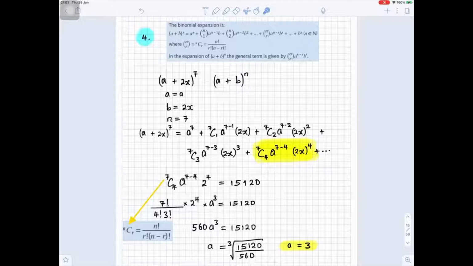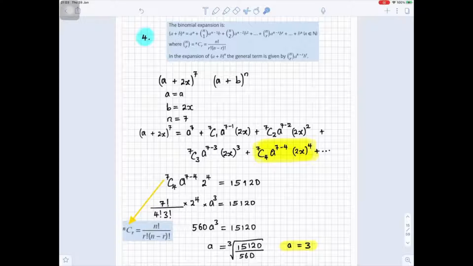You can use your calculator, or you can use this nCr to simplify. So (a + 2x)^7, if we compare it with (a + b)^n, that means this a and this a are the same. Our b is the 2x. Our n is the 7. Very important: a is the a, b is 2x, and n is 7. Now we want to use that binomial expansion formula to sub in.